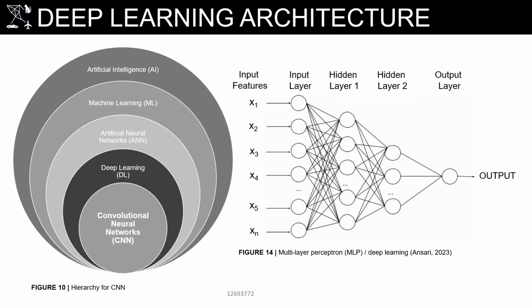Grouping neurons creates a neural net, known as a multi-layer perceptron, or MLP. This is also referred to as deep learning, Ansari, 2023. Figure 14's MLP contains 3 layer types: input, hidden, and output. Hidden layers provide learning.